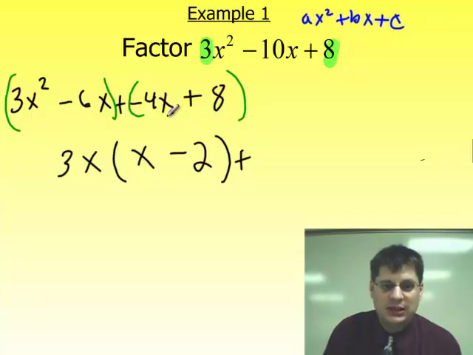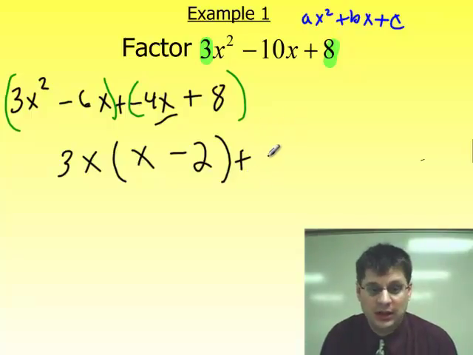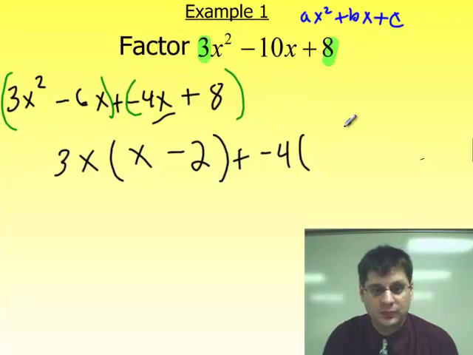Next, plus, this next one, I can pull out a 4. Now, I want this first term here to be positive, so that means I need to factor out a negative 4. So if it's negative, factor out a negative. So I'm going to factor out a negative 4, and then I'm left with an x.